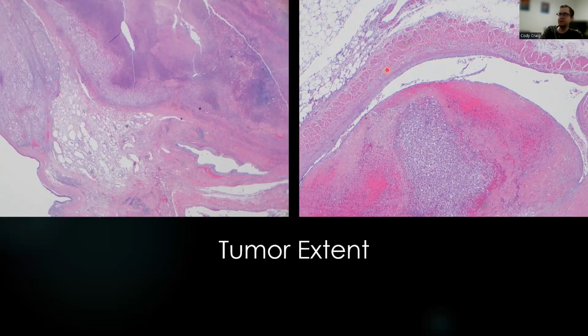Similar over here, this is the wall of a vessel, and this is tumor that has gotten into that vessel. Kidney cancer loves to get into blood vessels. So when we see that, that again is escaped from the kidney and has upstaged the tumor.